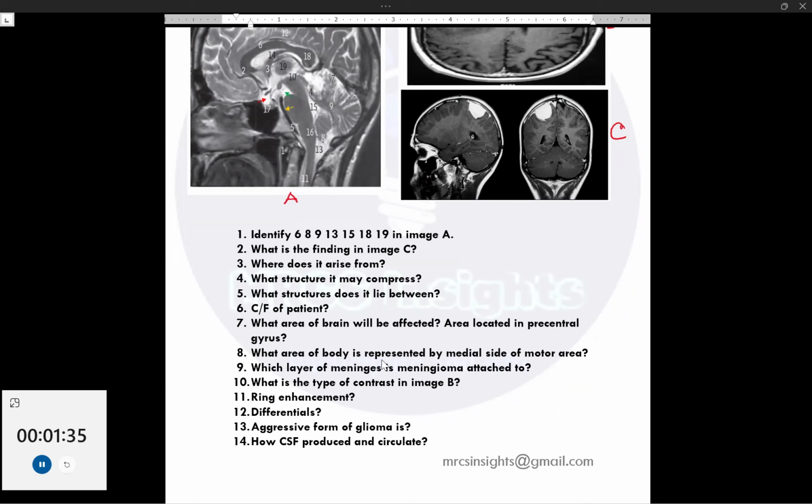What area of the body is represented by the medial side of the motor area? The lower limbs. So the most medial side represents the lower limb part. This is basically the motor homunculus. You can search in Google and see the image. And the lateralmost part of this motor area will be the facial area.